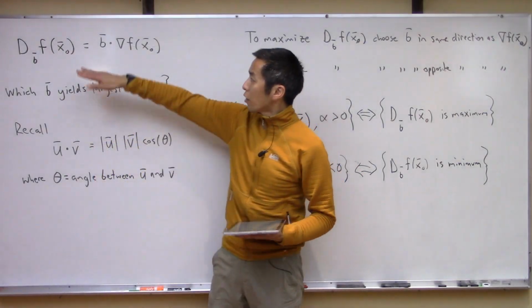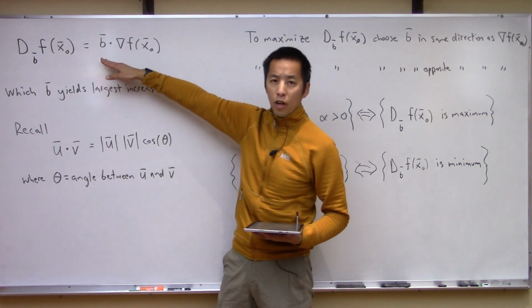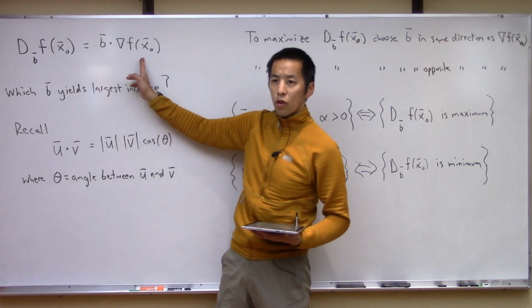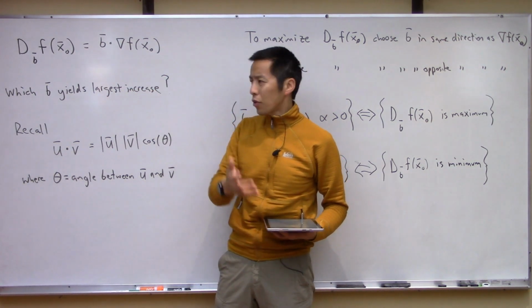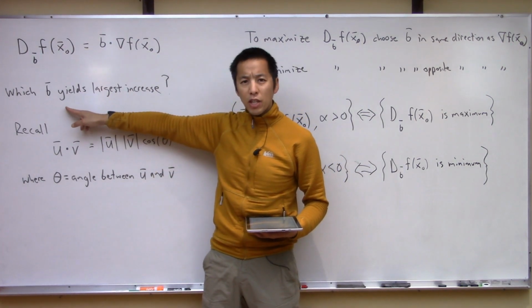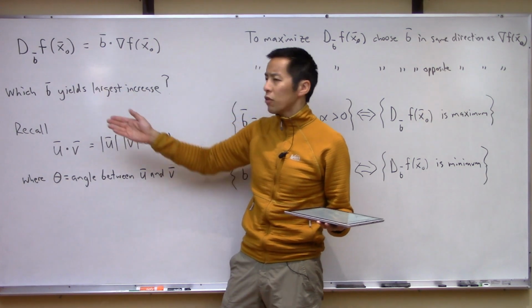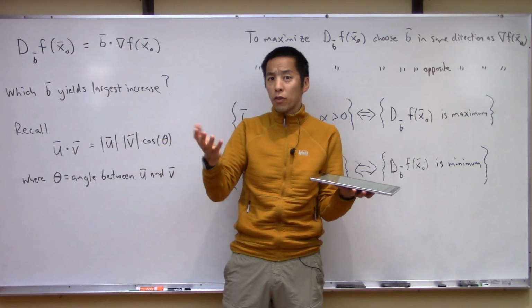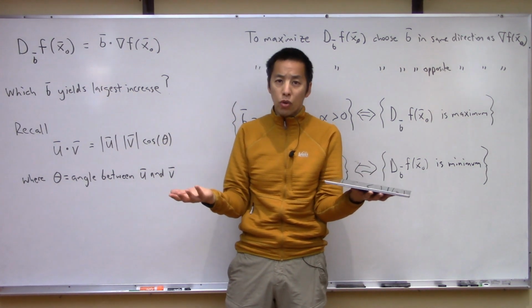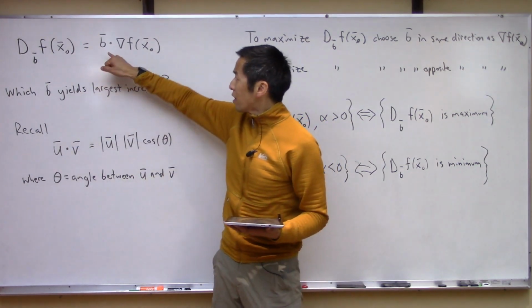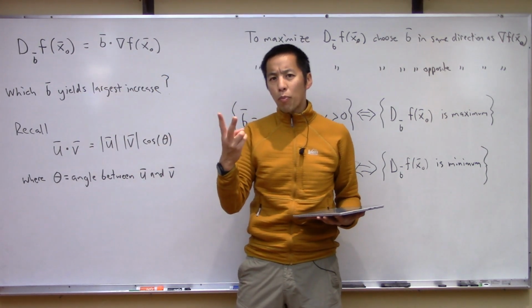All right, so we've got our directional derivative here given by the dot product, as we saw, of the direction and the gradient. So now, as we suggested earlier, we should ask ourselves, which b should you pick? If you have all these different directions you can choose, which one yields the largest increase, or conversely, which has the largest decrease?